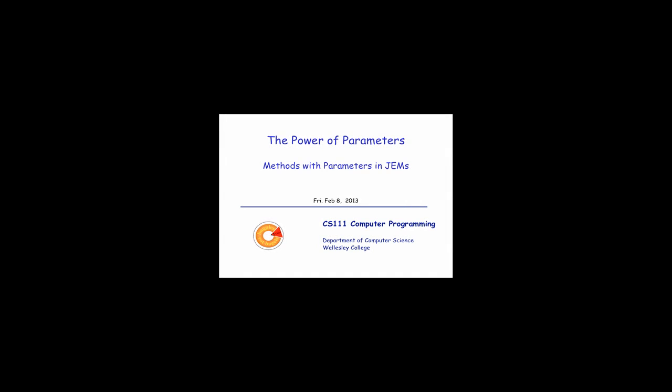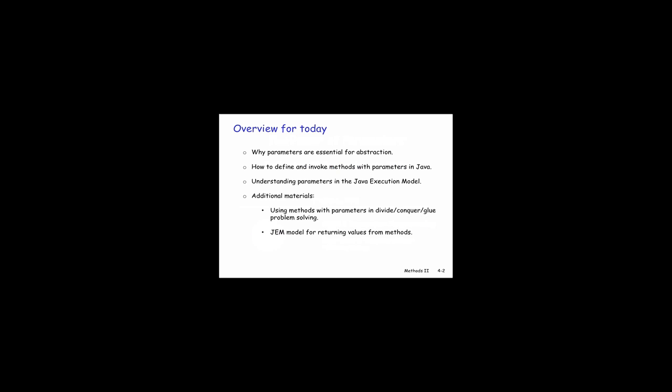We're now going to continue with our discussion of parameters in Java using the slides labeled the power of parameters. And in the last screencast, we motivated why parameters are essential for abstraction. And in this screencast, we're going to focus on these two topics, which is how to define and invoke methods with parameters in Java, and how to understand parameters in terms of the Java execution model. And then in two additional screencasts involving different sets of slides, we will talk about these other topics here.